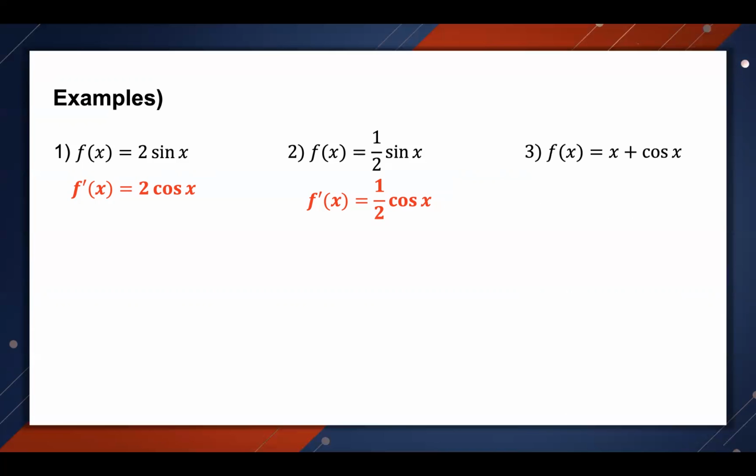And f of x equal to x plus cosine x. We use the sum or difference rule from the last session in this course. The derivative of x is 1, and the derivative of cosine x comes from the general form, negative sine x. So f prime equals 1 minus sine x.